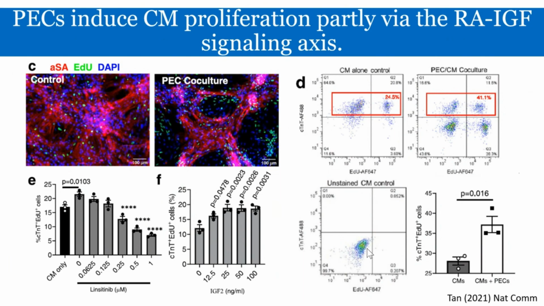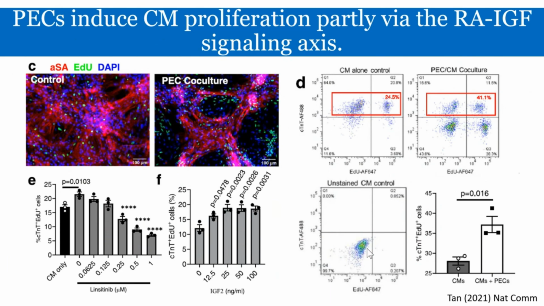So we also study the expression of EdU in cardiomyocytes after 6 days of co-cultures, and we see a very significant increase in the proliferating EdU-positive cTnT-positive cells in the co-cultures. And when we looked at this data much closer, we also realized that there's IGF-2 involvement in the process.